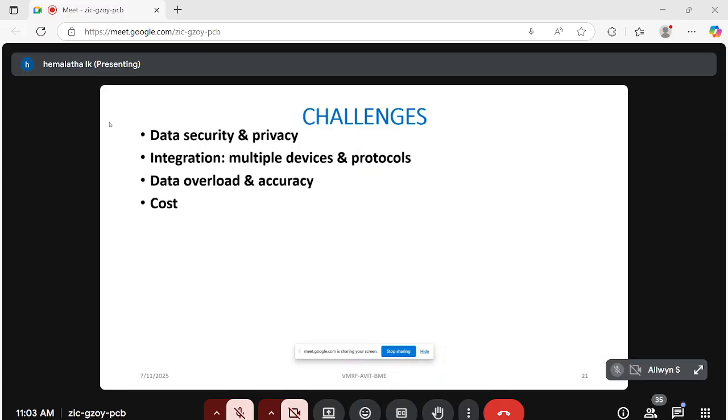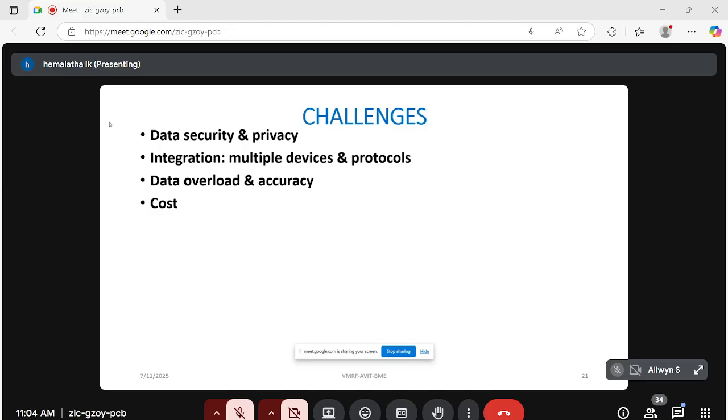So the major challenges of IoT, to mention a few: data security and privacy, and data integration, since we are connecting different types of devices, multiple devices and multiple protocols. Okay, so we are deploying the sensors in the human body, the physical machines, and other areas in other physical premises. So we have to use multiple devices, and we are using multiple protocols.